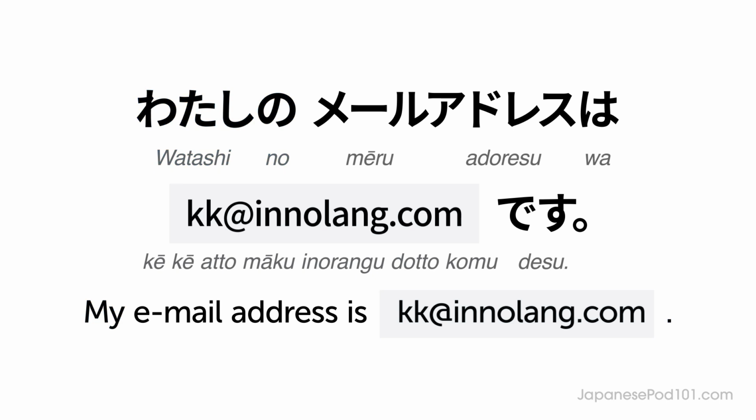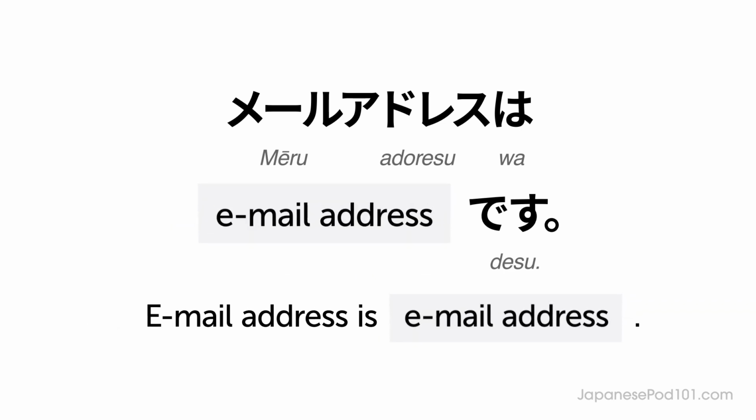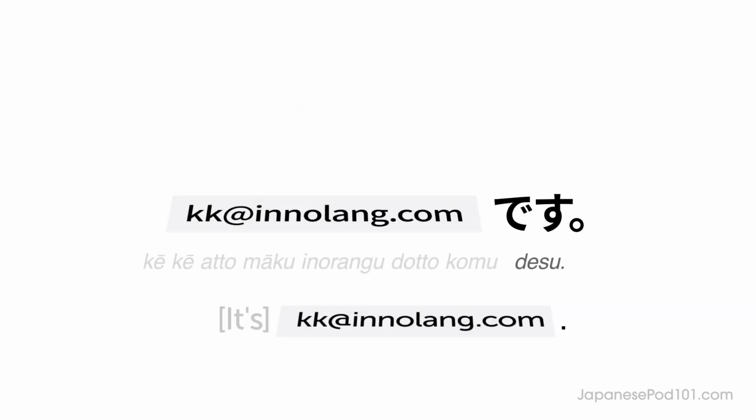When giving your email address in response to a request, you can omit the phrase 私の, my, because the context is clear in a two-person conversation. The pattern is メールアドレスは email address です。 email address is email address. メールアドレスは email address です。 This can be shortened even further.